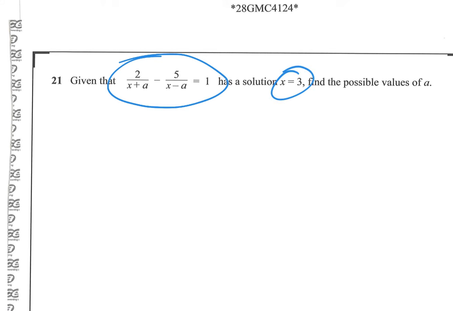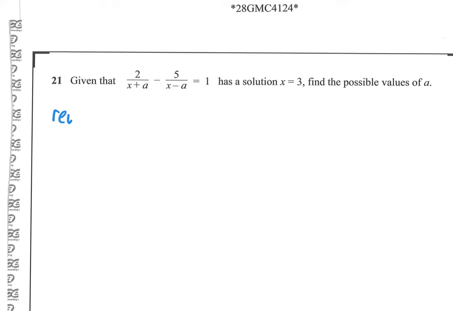possible values of a. So what people are not going to get is that if something has a solution, that means x equals 3 works in it. All right, so when you put x equals 3 into this left-hand side, it's going to come out as an answer of 1. So that's really what it is. That's really what your first step's going to be. So you're just going to rewrite the thing, but everywhere you see x, you replace it with 3. But I know that will confuse people.